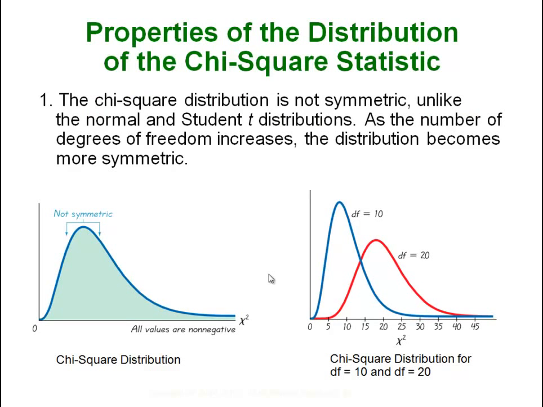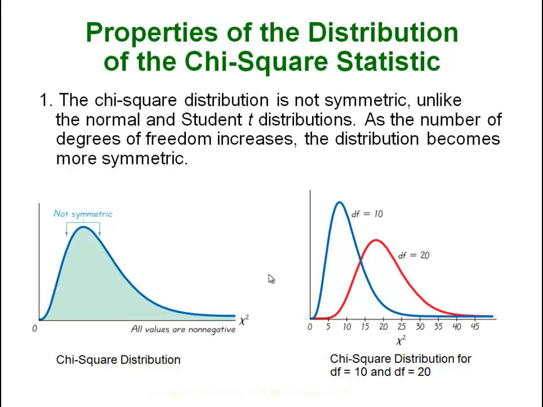Here's what a chi-square distribution looks like. Just like the t distribution, it changes shape based on its degrees of freedom. As the degrees of freedom get bigger, as you look at the graph on the left, as it goes from 10 to 20, you go from the blue line to the red line, and the distribution tends to look more and more normal. It becomes more and more symmetrical. The biggest difference between the chi-square distribution and both the z and the t distributions that we've looked at before is that the chi-square is always positive.